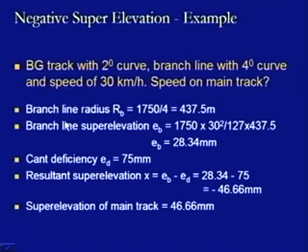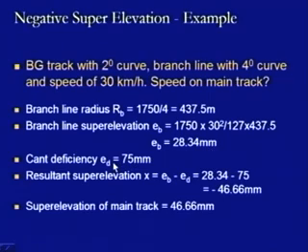We take an example here. We have a broad gauge track with a 2 degree curve and a branch line with a 4 degree curve, where the speed on the branch line is 30 kilometers per hour, and we have to find out the speed on the main track. So, we compute the radius on the branch line using the equation 1750 divided by d, where d is 4. So, we get 437.5 meters. And then we compute the value of super elevation Eb by GV square divided by 127 R, and we get the value Eb as 28.34 mm.